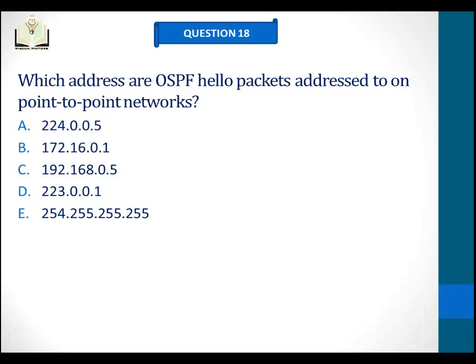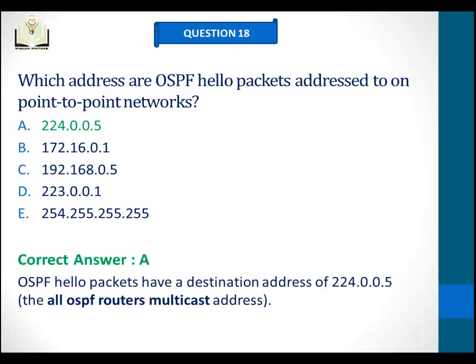Which addresses are OSPF hello packets addressed to on point-to-point networks? 224.0.0.5, 172.16.0.1, 192.168.0.5, 225.20.0.1, 254.255.255.255, and the correct answer is A, 224.0.0.5. OSPF hello packets have a destination address of 224.0.0.5, the all OSPF routers multicast address.